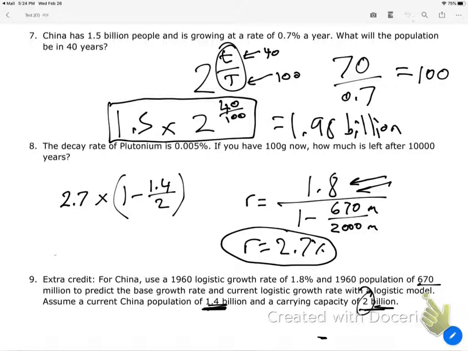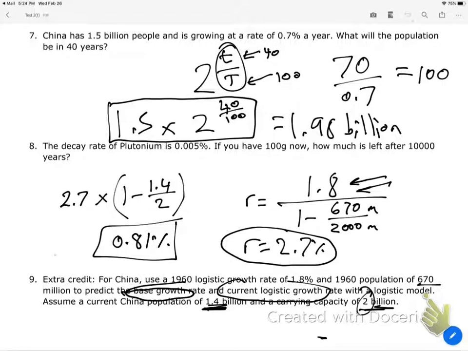Again, check at the top of this paper. Okay, so we have 1.4 divided by 2 equals, okay, times 2.7, I get 0.81, okay, what we're looking for. We've got the base growth rate there, we found it, 2.7, and the current logistic growth rate, I get it to be 0.81%, okay? Right, those are the questions.